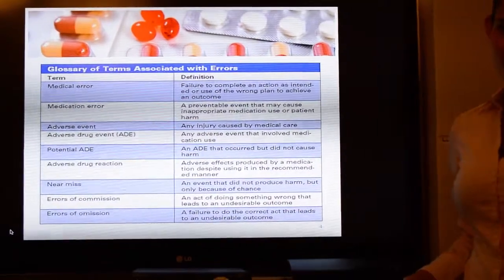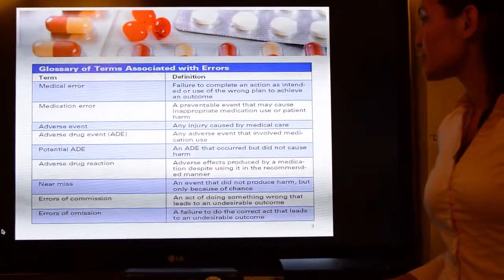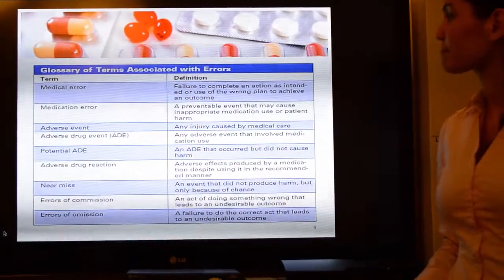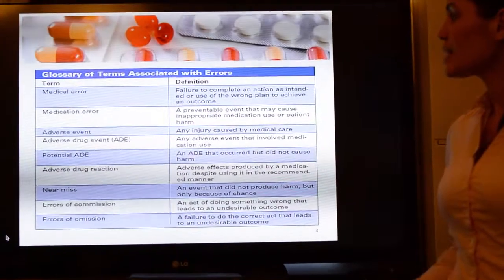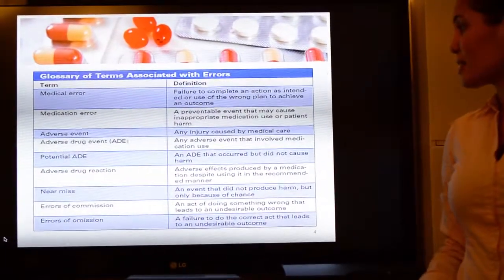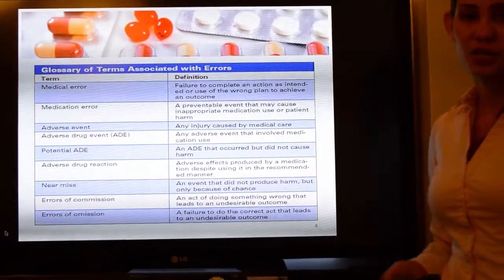So what is a medication error? A medication error is a preventable event that may cause inappropriate medication use or patient harm. This leads to an adverse drug event. An adverse drug event is any adverse event that involves medication use.